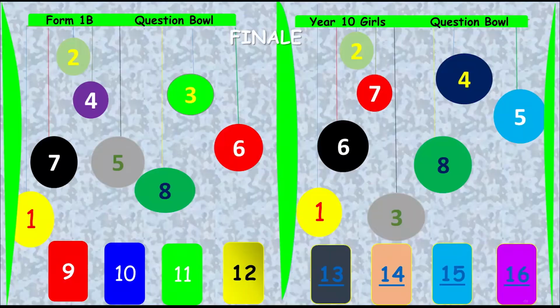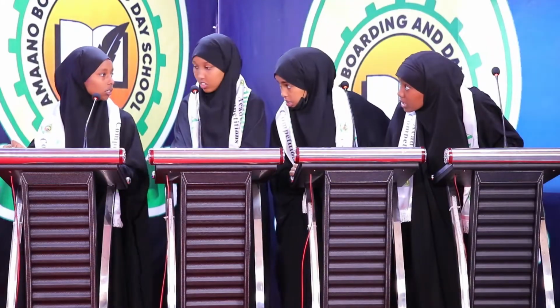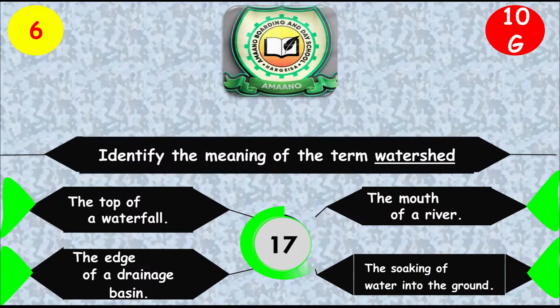Number 6, year 10. Identify the meaning of the term watershed. The top of a waterfall, the mouth of a river, the edge of a drainage basin, the soaking of water into the ground. The edge of the drainage basin. That's correct.